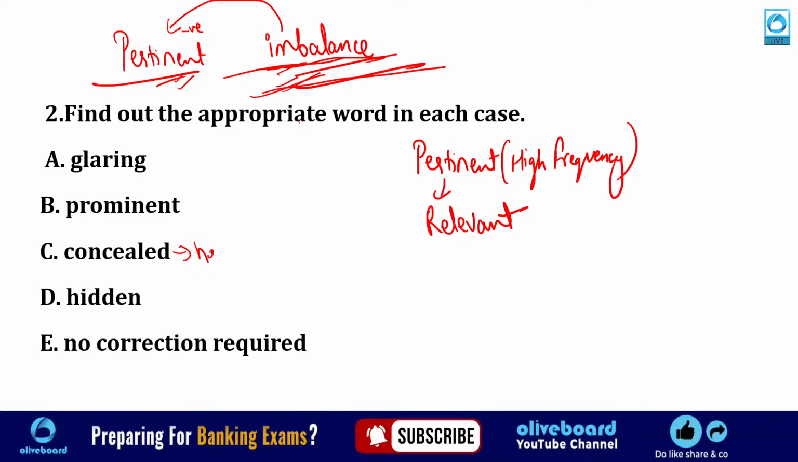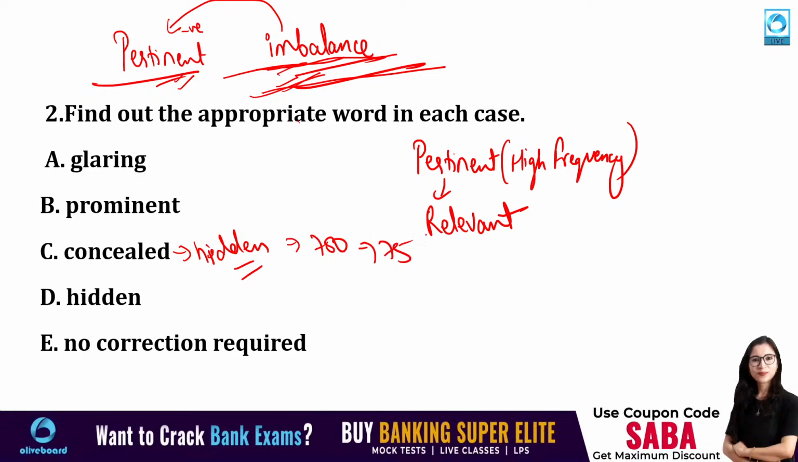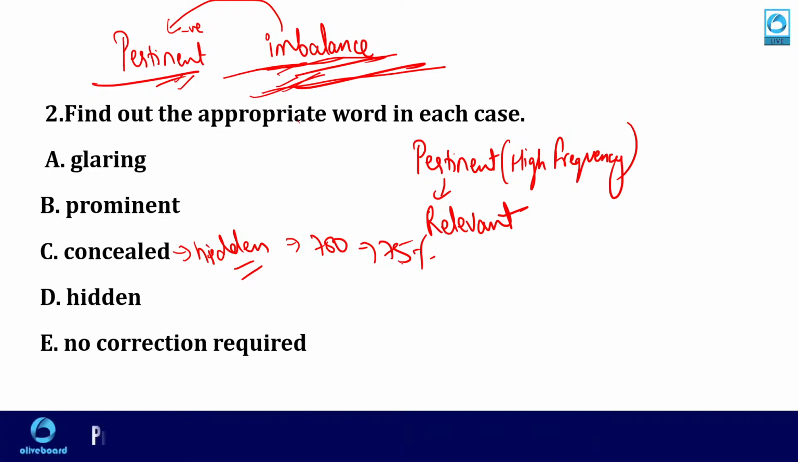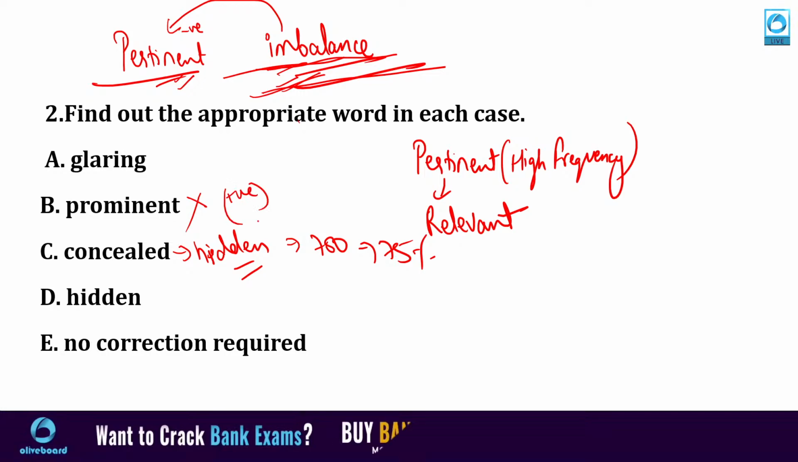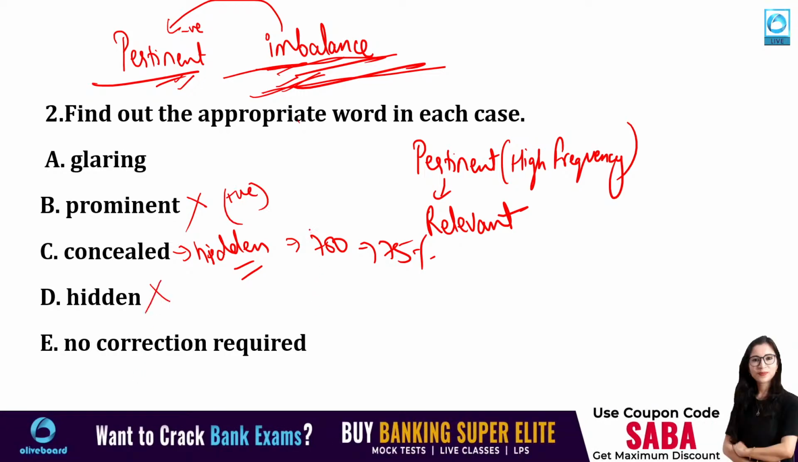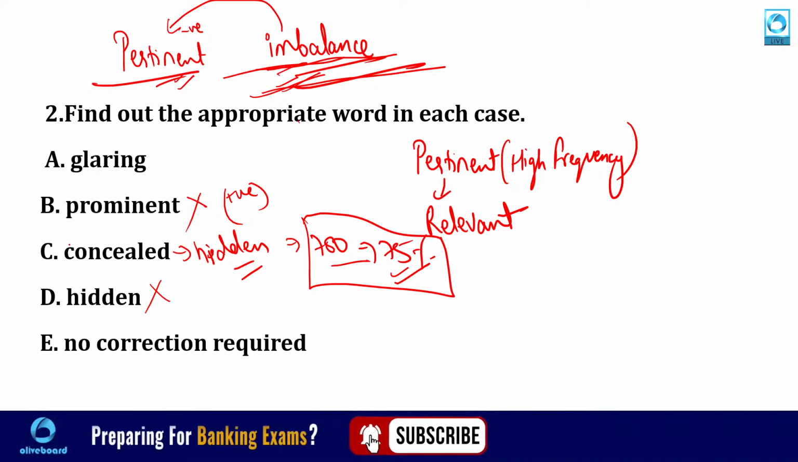Concealed means hidden. The imbalance is not hidden anywhere. It is not hidden because it is clearly given that out of 700, 75% are not job ready. So it is not hidden. Second, option B: no, prominent is also not correct. Prominent means prominent personality. Prominent imbalance is incorrect. Prominent is a positive word, guys. Hidden also cannot be used because it is clearly illustrated. Out of 700, 75% are not job ready. Of course, we need a negative word. You did this right.